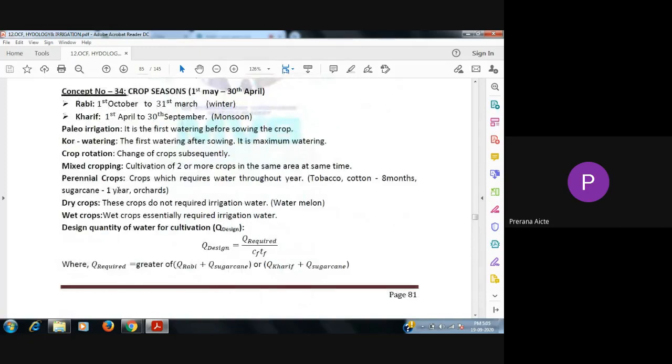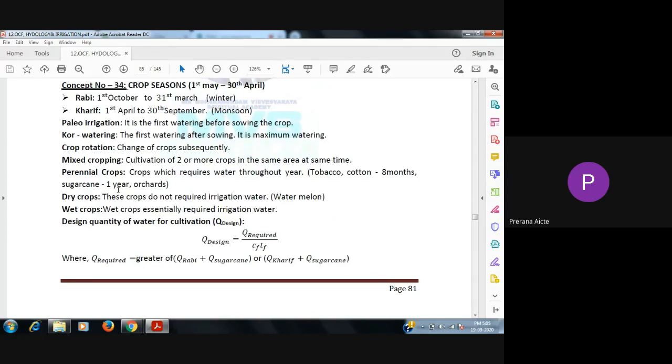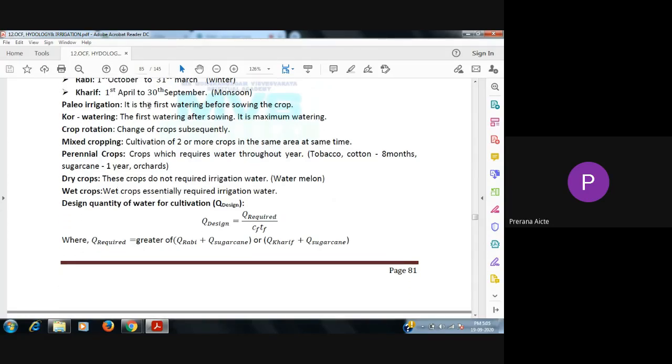Rabi season starts from October and ends in March. It's also important. Kharif season starts from April and ends in September. What is paleo? It is the first watering before sowing the crop. What is meant by kor watering? The first watering after sowing, the water required for growing the crops, a few centimeters. Then crop rotation means change of crop subsequently.